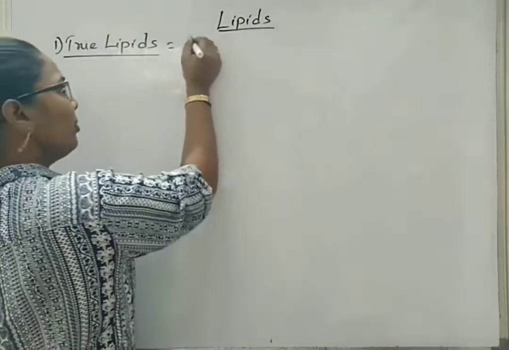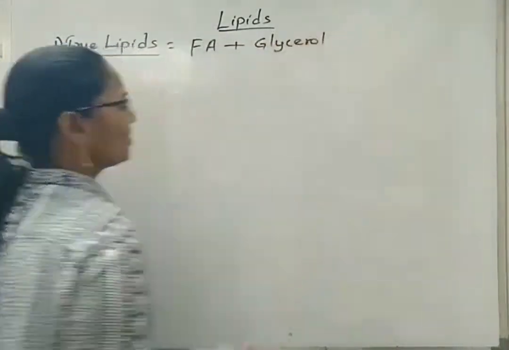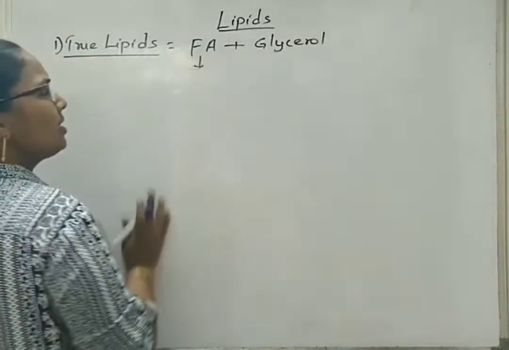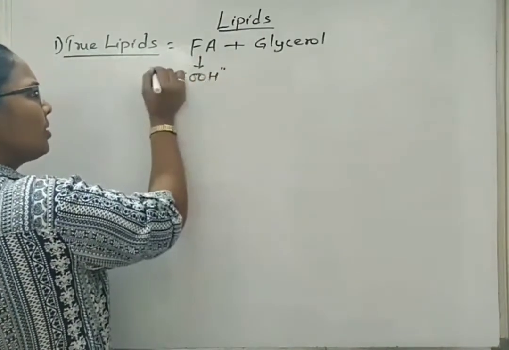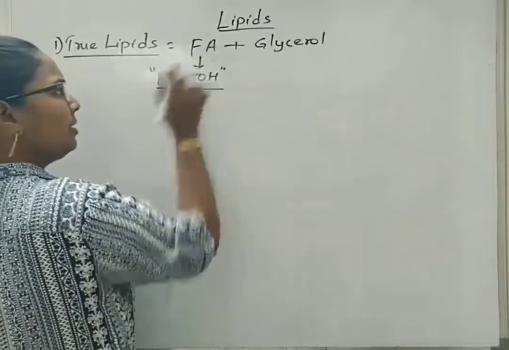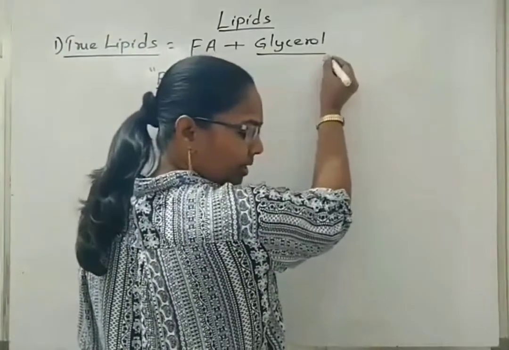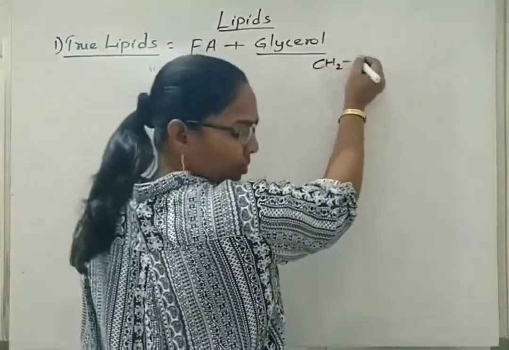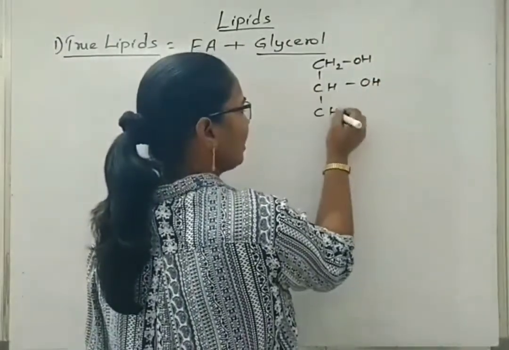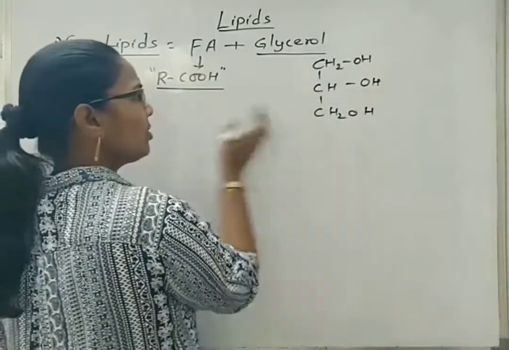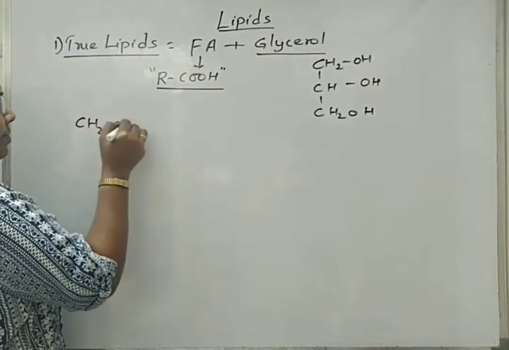As I said, true lipids are a combination of fatty acid plus glycerol. These fatty acids have one functional group and one carboxylic group. This total combination is chemically written for fatty acids. What about glycerol? Glycerol is written as CH2OH, CHOH and CH2OH. So these two chemicals are bonded with each other. How is the bond formed? This is glycerol.